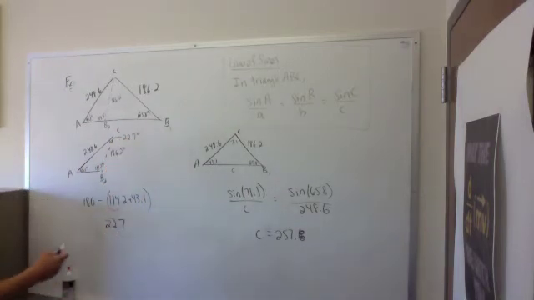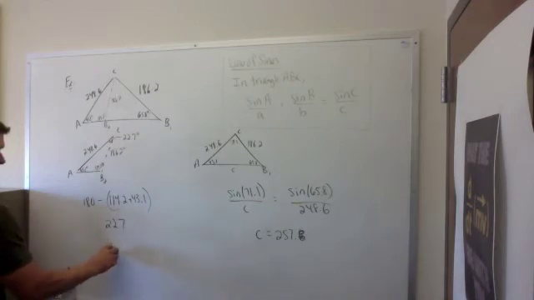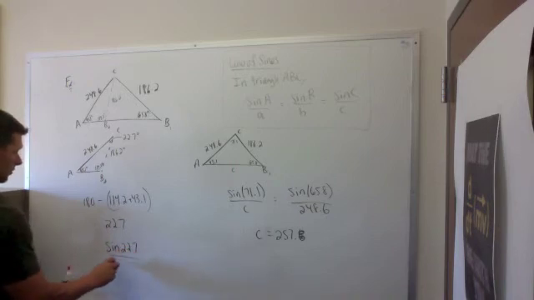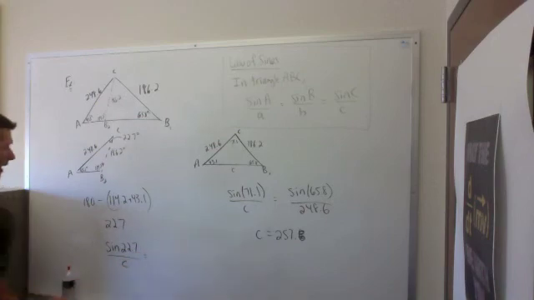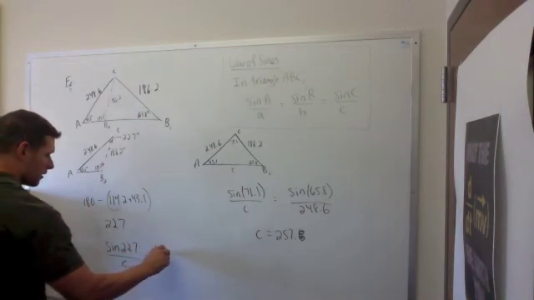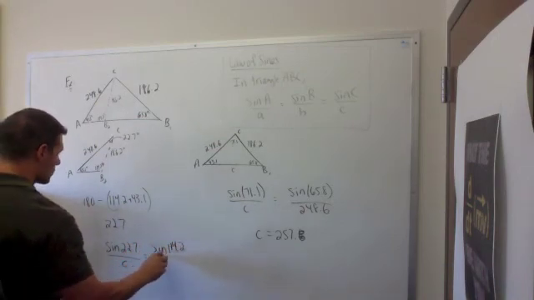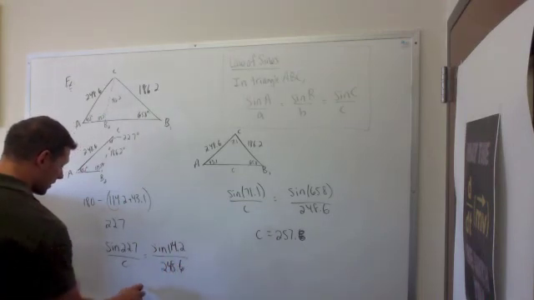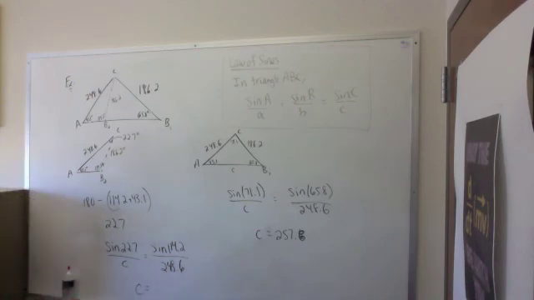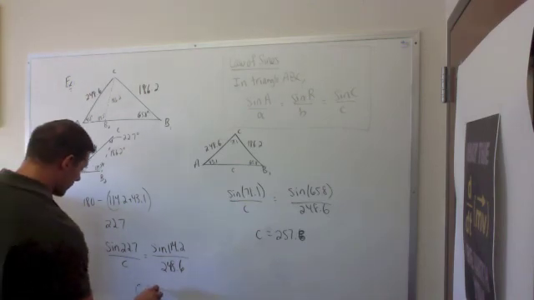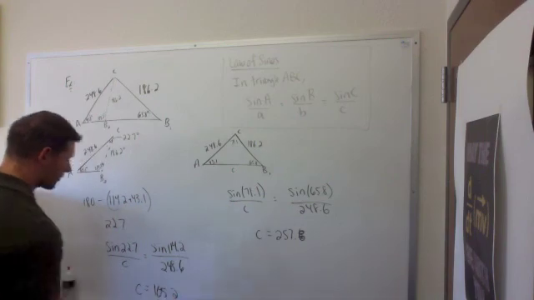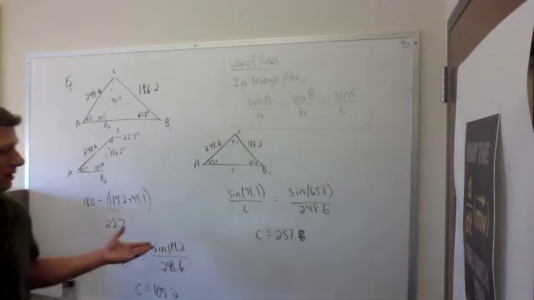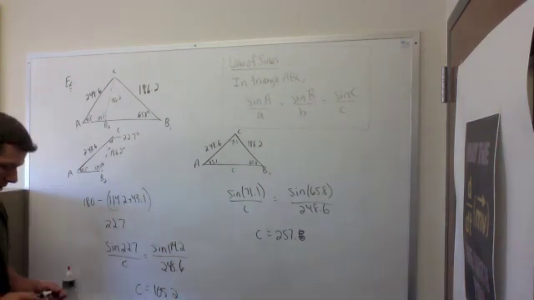Then I can use the same formula: sine of 22.7 is to c as sine of 114.2 is to 248.6. And if you solve this, I think you get c equals 105.2. So this is the ambiguous case. There are two possible values, and there we go.